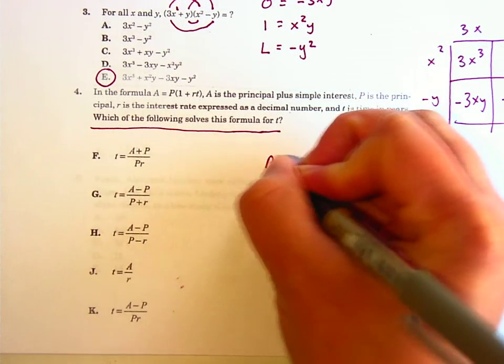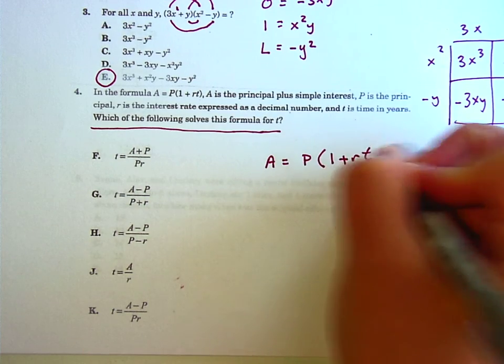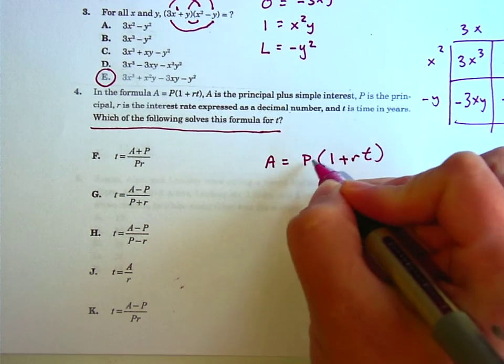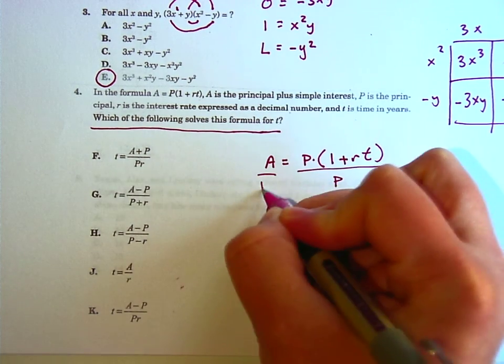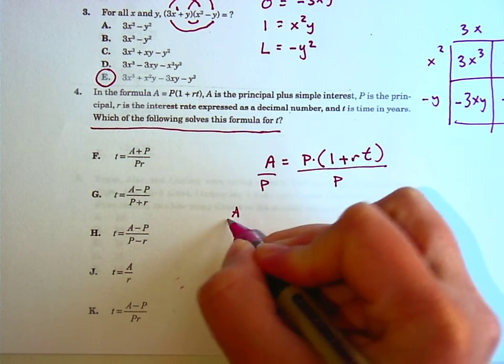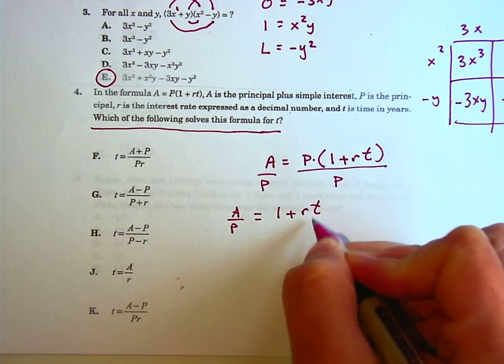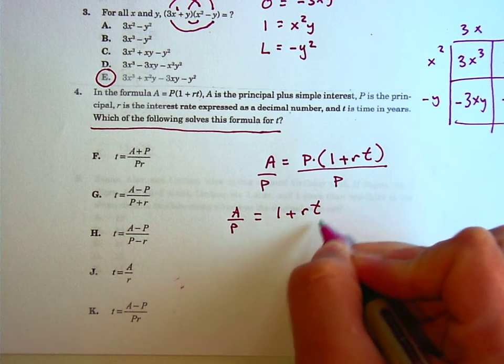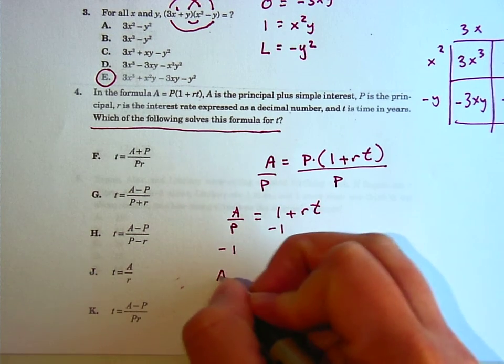All right, so I've got to get into that T, so I've got to work outside first. So this is P times this stuff. First thing I'm going to do is divide by P on both sides. And then I have A over P equals 1 plus RT. Before I can divide by R and get rid of that, I've got to get rid of this 1. So that's minus 1 on both sides.